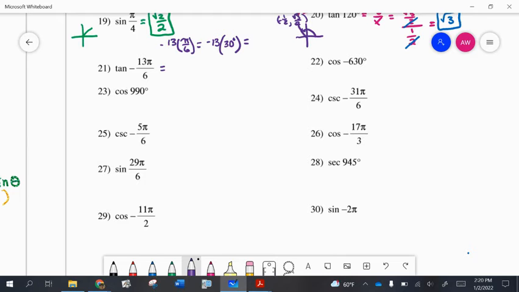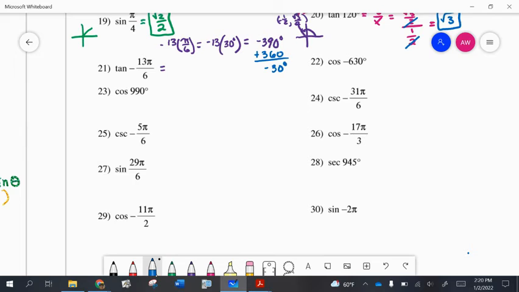So negative 13 times 30 is going to be negative 390 degrees. Okay, so if we're thinking about where we are on the unit circle, you've got two different ways to do this. You can find the lowest positive coterminal angle, and we can do that by adding 360 to it each time. We can add 360 to that, and we get negative 30 degrees. Okay, and that's still not positive.